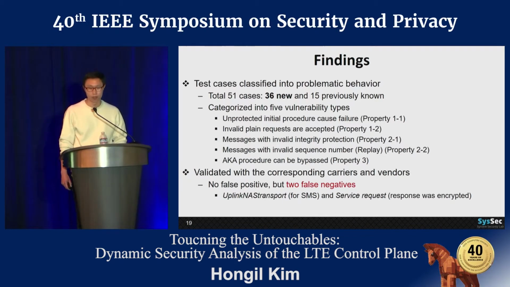So here are our findings. In total, 51 cases are classified as problematic behavior, and among them, 36 were new findings, and 15 were previously known vulnerabilities. These are mainly categorized into 5 vulnerability types, and we also validated our findings with the corresponding carriers and vendors. As a result, there were no false positives, but there were 2 false negative cases. This is because the response from the operational network was encrypted, so our decision tree could not correctly decide whether this case is accepted or not.